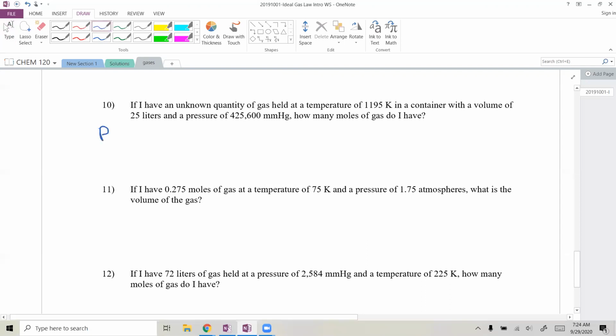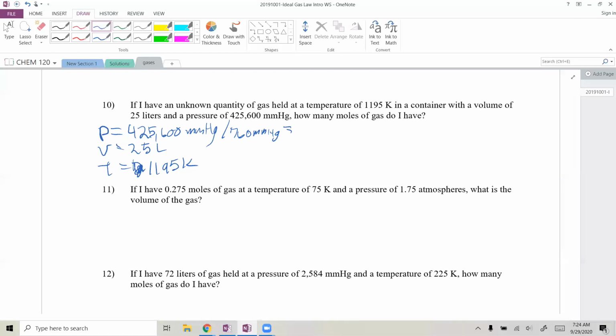So we know our pressure, 425,600 millimeters of mercury. We know our volume. We know our temperature. We just need to take this and change that into ATM. So we know that 760 millimeters of mercury is 1 ATM. So 425,600 divided by 760. We should have 560 ATMs. So that is a high pressure, but we also have a high temperature. So we're not completely going out where it might not work.